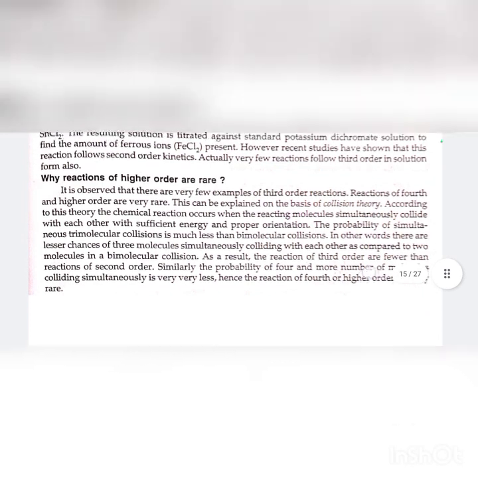Why are reactions of higher order rare? It is observed that there are very few examples of third order reactions. Reactions of fourth and higher orders are very rare. This can be explained on the basis of collision theory. According to this theory, a chemical reaction occurs when the reacting molecules simultaneously collide with each other with sufficient energy and proper orientation.